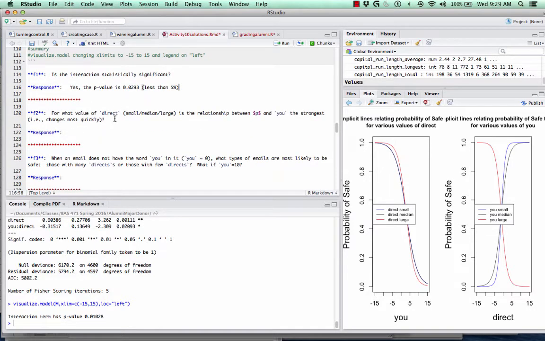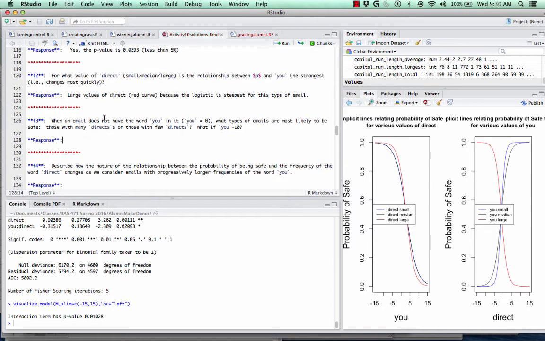For what value of direct, small, median, or large, is the relationship between p and u the strongest? So looking at the p versus u plot here, we see that the red curve changes the quickest, basically has the steepest part. And the red curve here corresponds to large values of direct. So this would be large values of direct, red curve, because the logistic curve is steepest for this type of email.